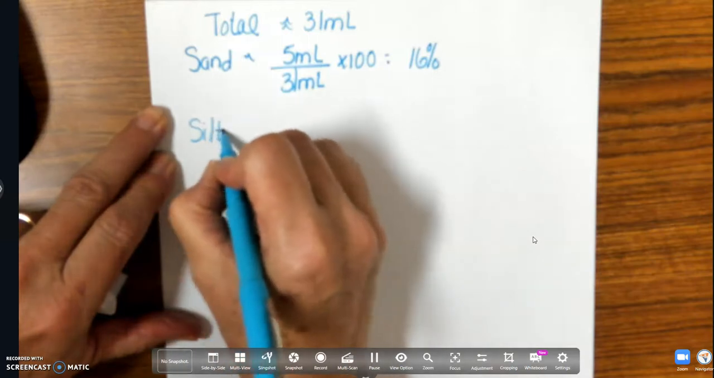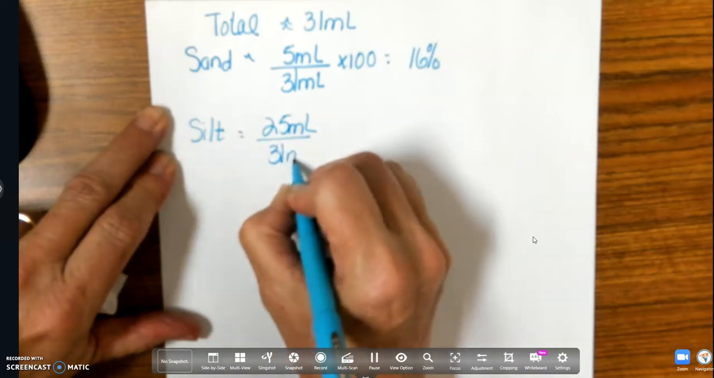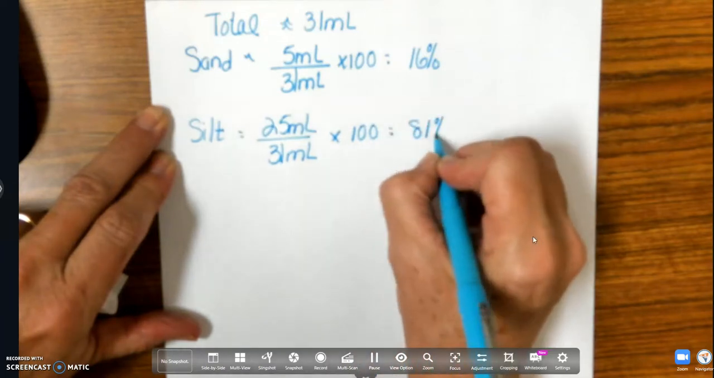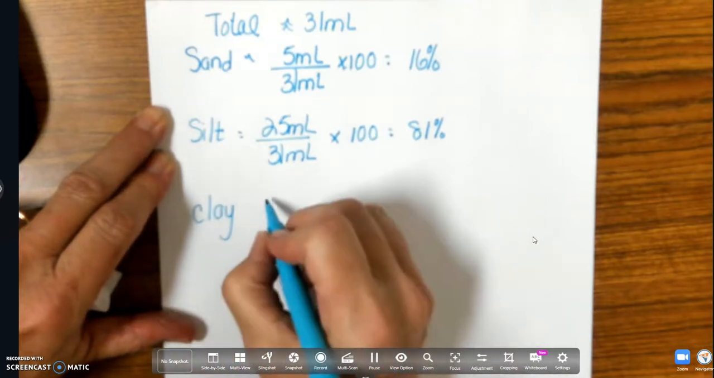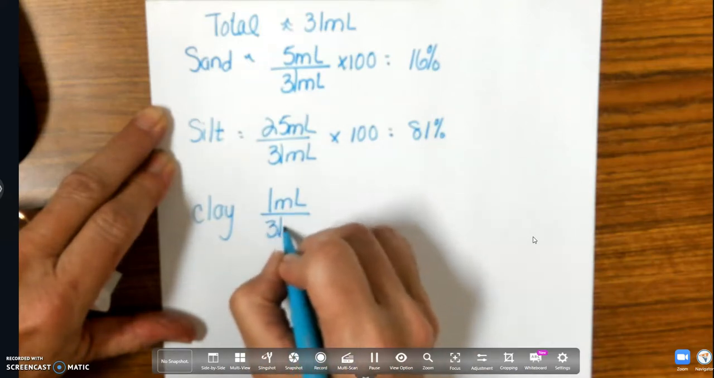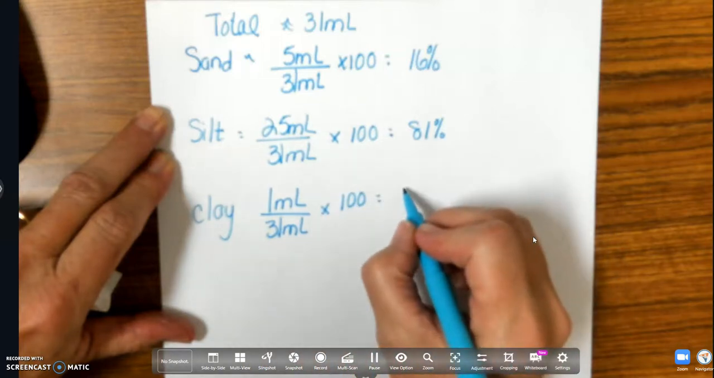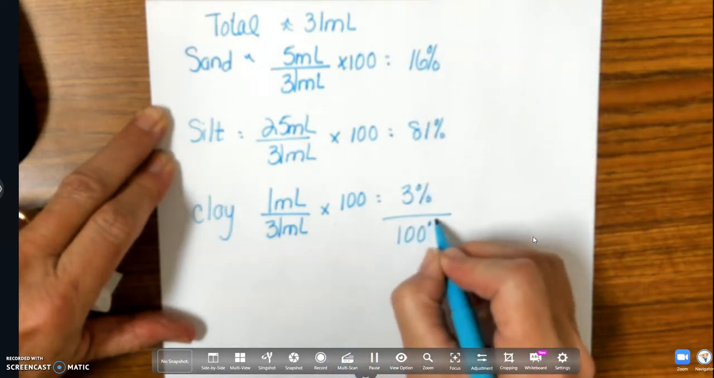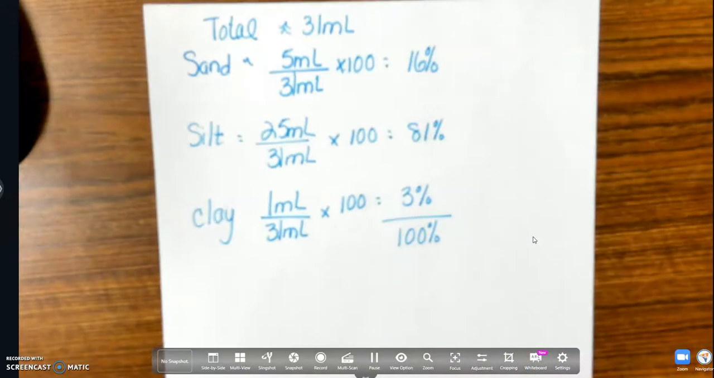My silt was about 25 milliliters. It was primarily silt in there. Part over the whole times 100, and I get 81%. And then for the clay, I get about 1 milliliter, very small, over the whole times 100, and that turns out to be about 3%. So all of this added together should equal 100%.